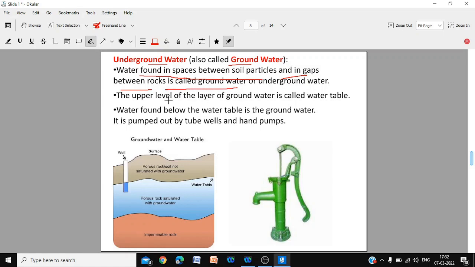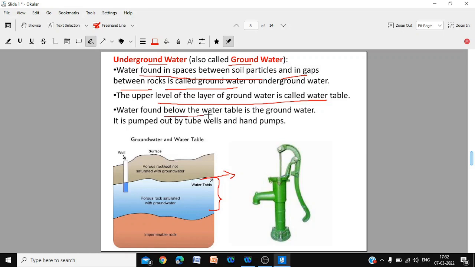The upper level of layer is called water table. So here you have got the water table. This is the upper layer. This is what you are having, the groundwater, and this is the upper layer which is called the water table. This is the level of water, the topmost layer of water.